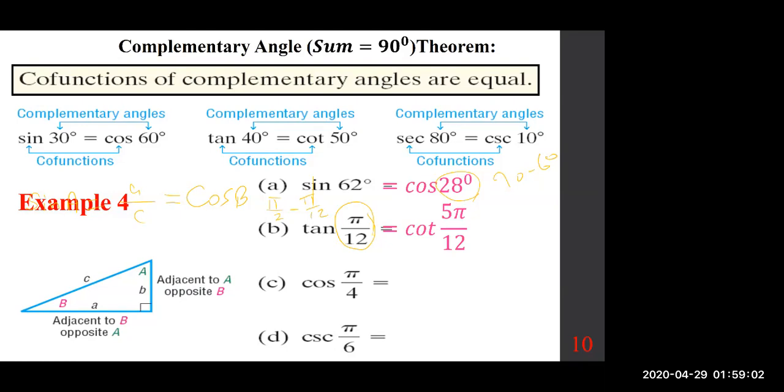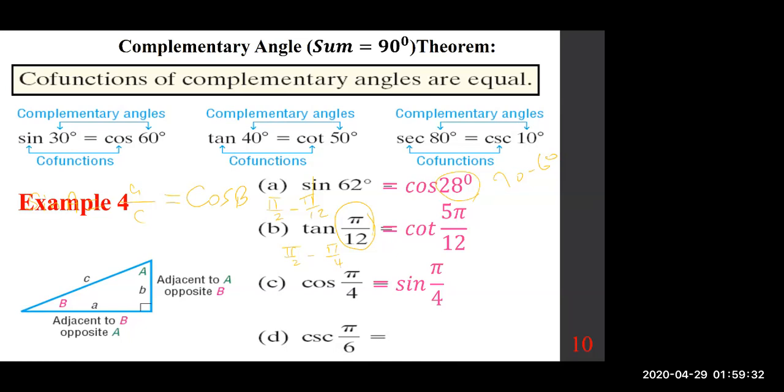The rest is easy. Cosine of pi over 4 is sine of something. What would that be? Pi over 2 minus pi over 4, and that's sine of pi over 4. And you all remember cosine of pi over 4 and sine of pi over 4 are both square root of 2 over 2.